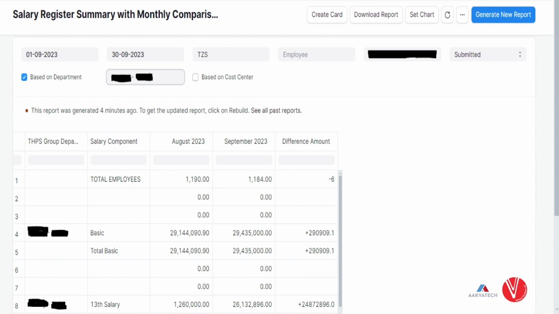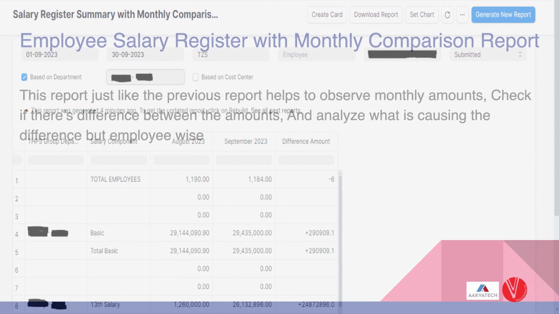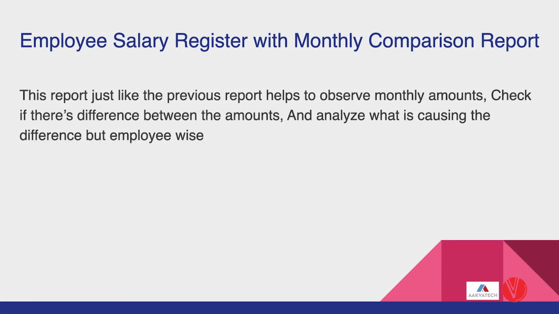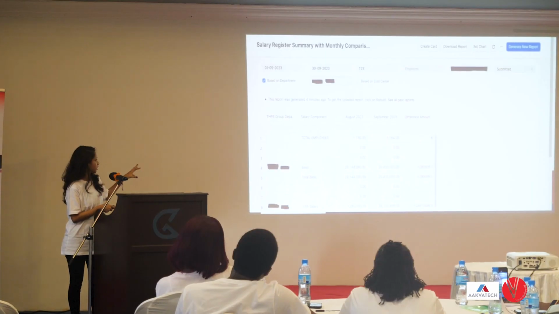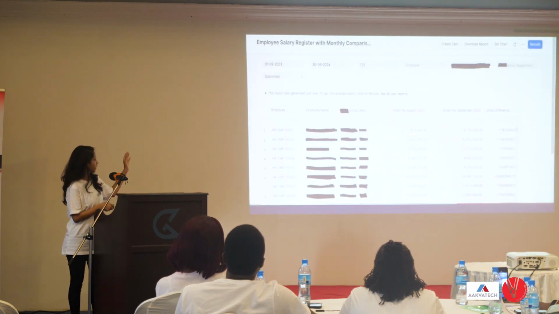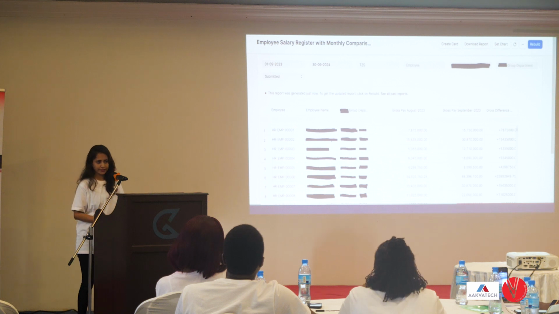The next report we have is the employee salary register with monthly comparison report. This report works just like the previous report. It will help you to observe monthly amounts. It will help you to check what's causing the difference between amounts. But now this report is employee-wise. The previous report shows the total balances of the employees, but here in this report, it will show the details employee-wise.